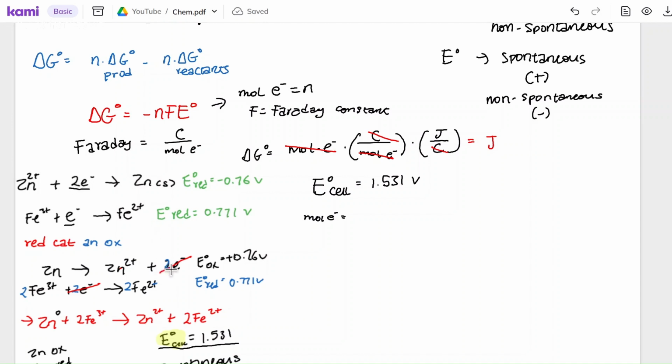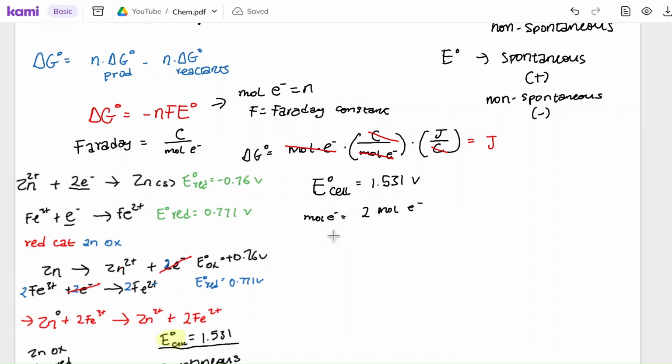So right here, when you put both of them together, to get these electrons to cancel out, you have to multiply the iron by 2. You have to give coefficients of 2 to all of them, so you multiply the whole equation by 2, which now gives us, the iron now has 2 moles of electrons as well. So the moles of electrons in this is 2. We're using 2 moles of electrons.